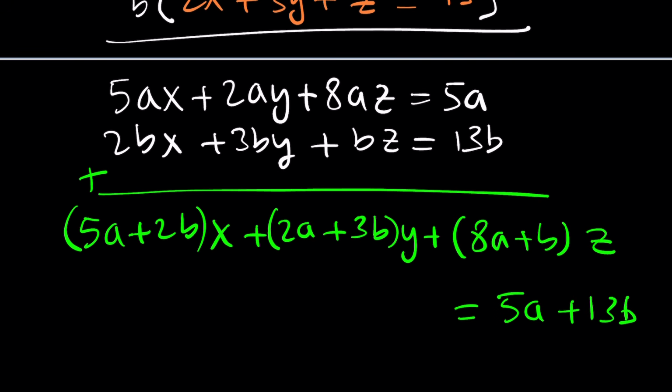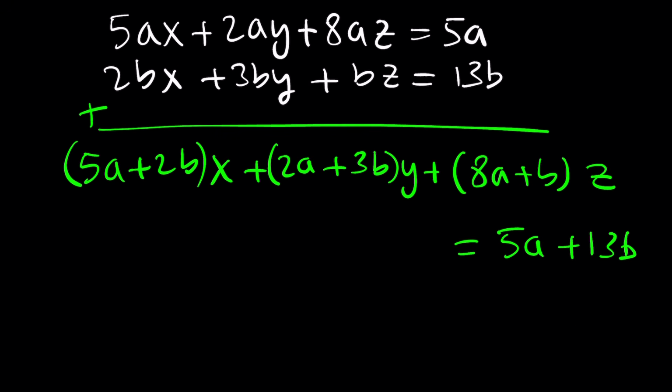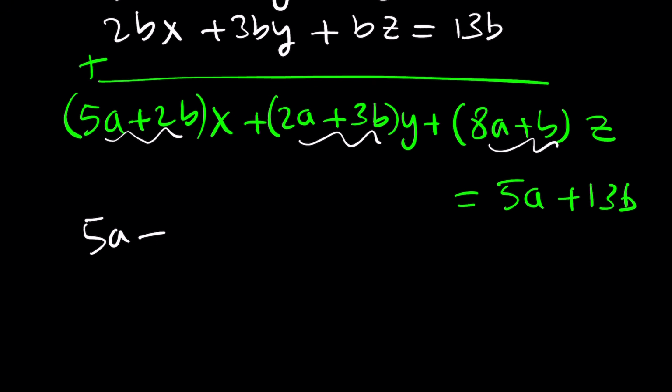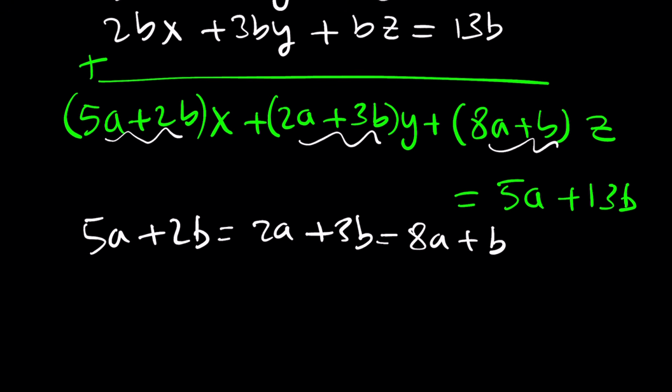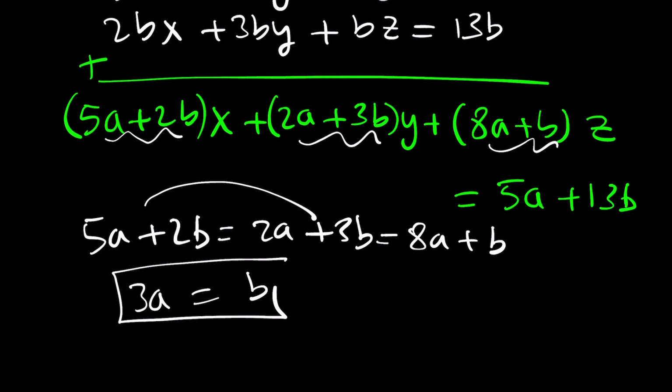The right-hand side is not that important, but take a look at the left-hand side. From here, you want x plus y plus z, which means the coefficients of x, y, and z all have to be equal. What is that supposed to mean? It means that 5a plus 2b is equal to 2a plus 3b, and that's equal to 8a plus b, right? So, how is that possible? Let's take a look at these two first. This means 3a is equal to b. Awesome. So from this, we get that.